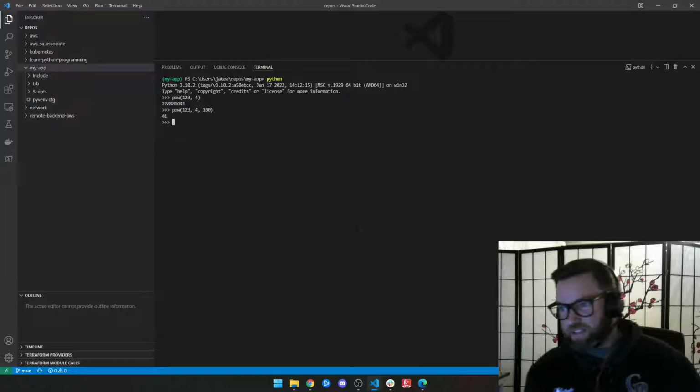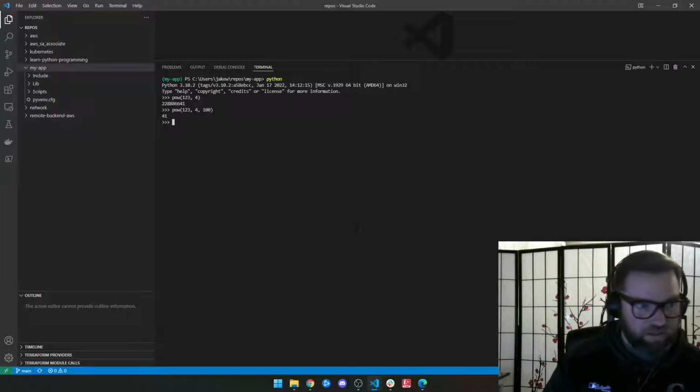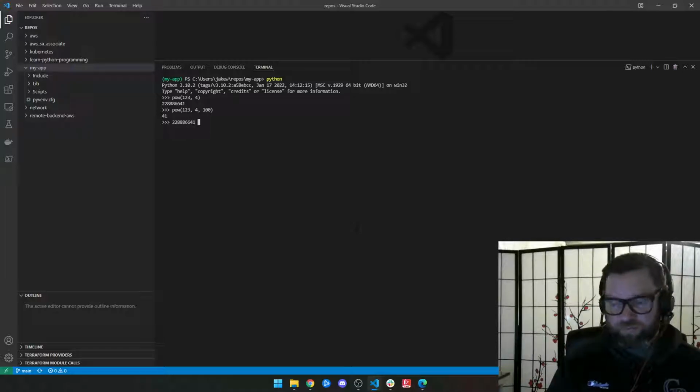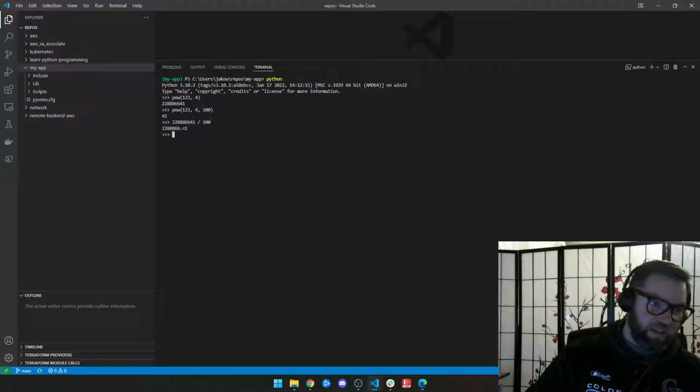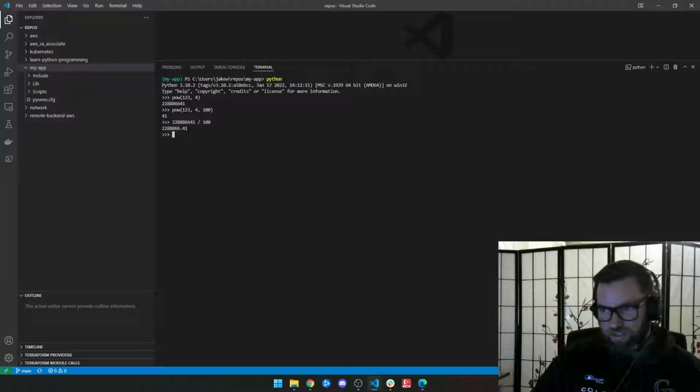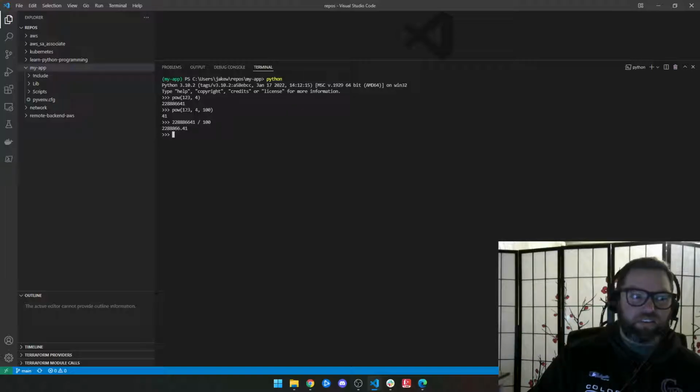What the heck does that mean? If you were to take this original number, 228886641, and divide it by 100, you would get this number with a decimal remainder of 41. So this is saying I want to raise this to this power, and if I were to do modulo 100, or mod 100, I would have a remainder of 41.